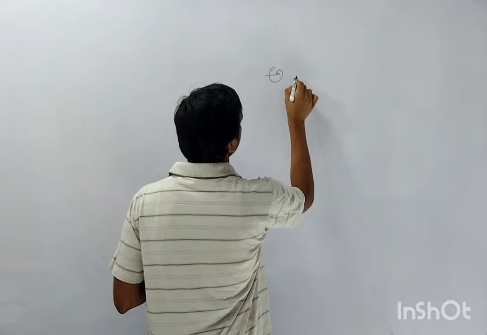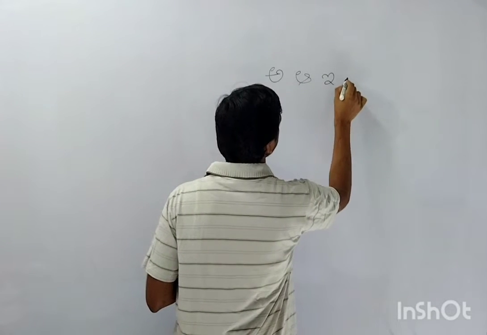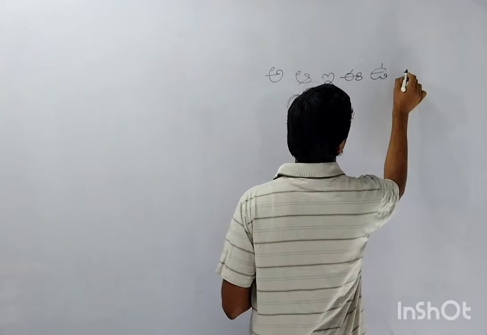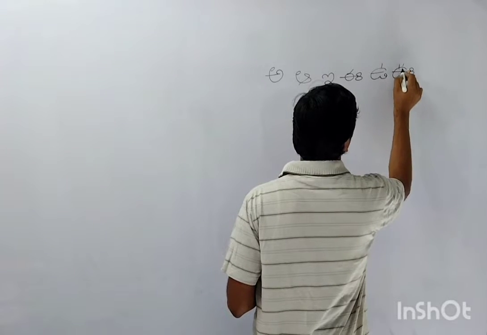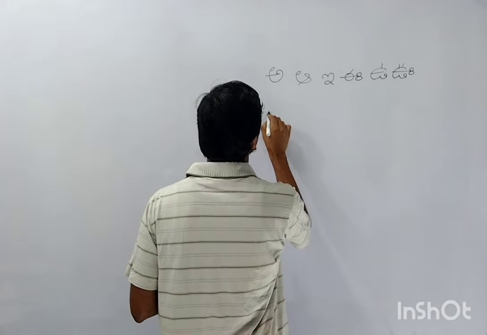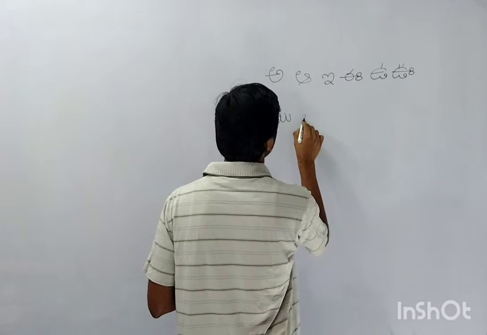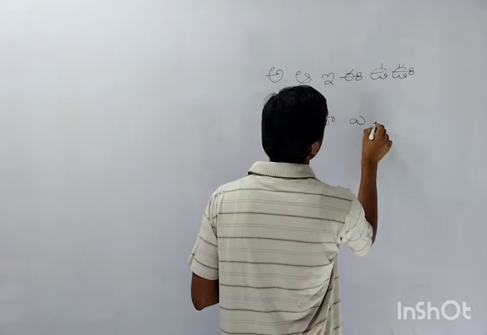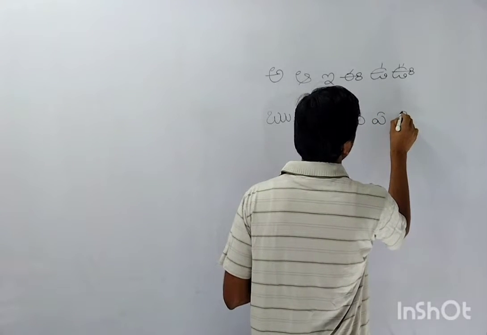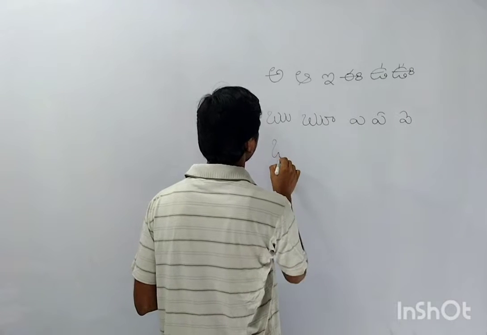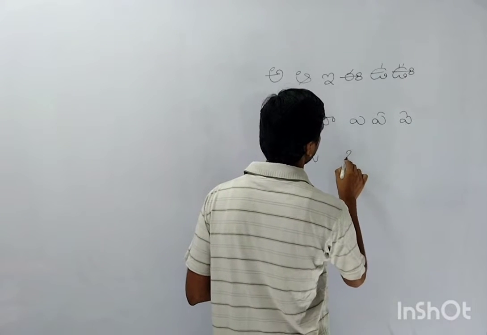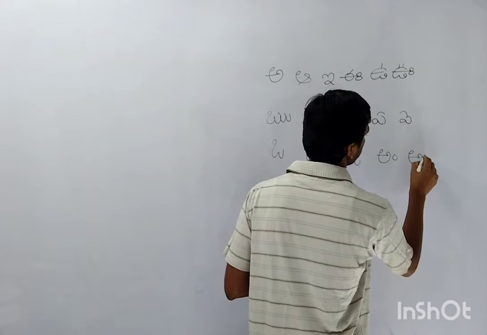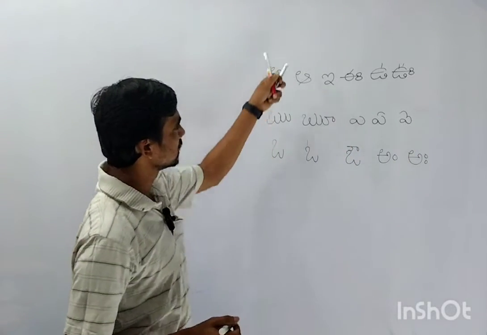A, A, E, E, U, U, then Ru, Ru, A, A, I, then O, O, Ow. So why am I writing these Telugu words?